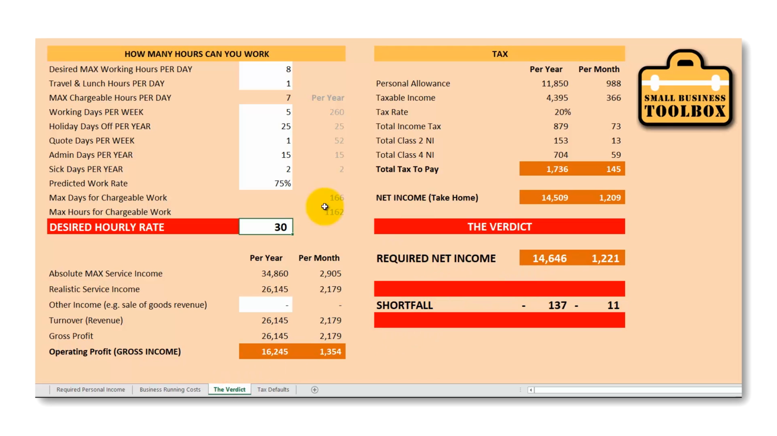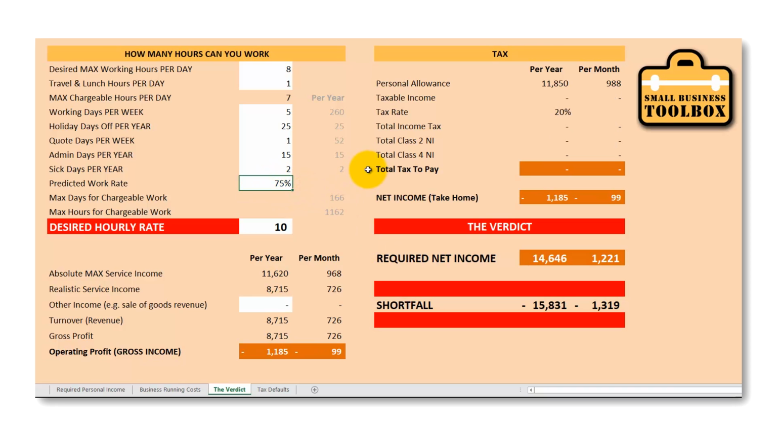Oh dear. At £30 an hour, we're now making £137 a year less than you would make if you were working at McDonald's, unfortunately. Our net take-home pay now is only £14,509. So, let's look at what would happen if you were a business charging £10 an hour.